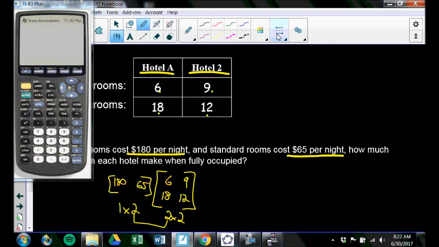I'm going to say by hand. I mean, I got to do 180 times 6, and I'm just going to multiply that here to make sure I get it right. 180 times 6 is 1080. And then 65 times 18 is 1170. I add those up, 1080 plus 1170.